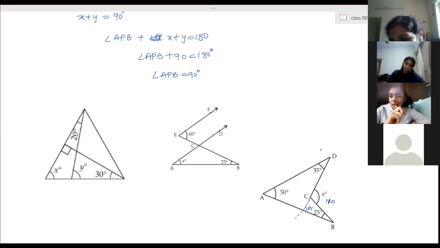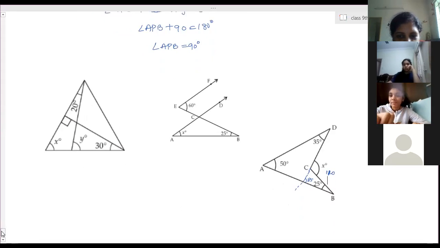Ma'am, we can't use the angle sum property for a quadrilateral. Yes, you can use it. Everything is 360 degrees. So 50 plus 35 is 85, plus 25 is 110. Ma'am, you can mark that 85 degrees as 50 because of corresponding angles. Have they given any parallel lines? Is there anything you feel is parallel? No, ma'am. Then how can you do that? It's a simple angle sum property. Okay.